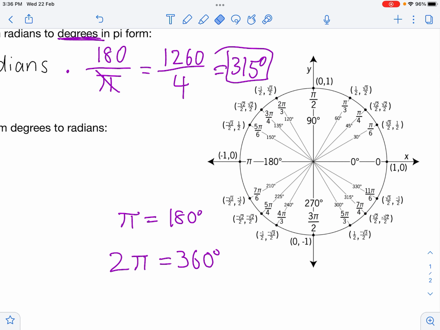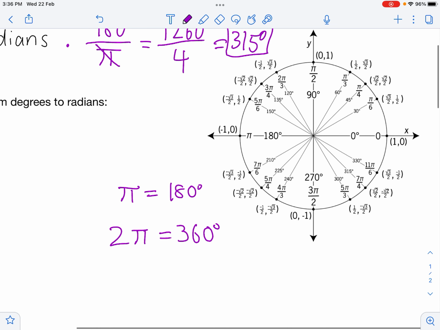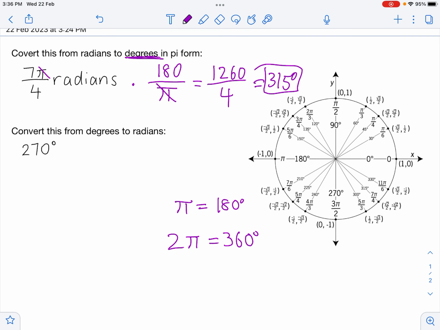Let me first erase this. Now let's find 7 pi over 4. Let's see where it is. Aha, I see it right over here, 7 pi over 4. And if I take a look at the angle carefully, it is 315 degrees. So it's the exact same thing, so I'm correct.